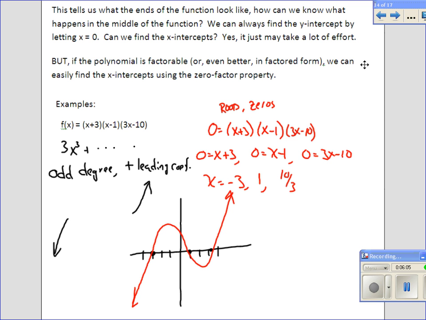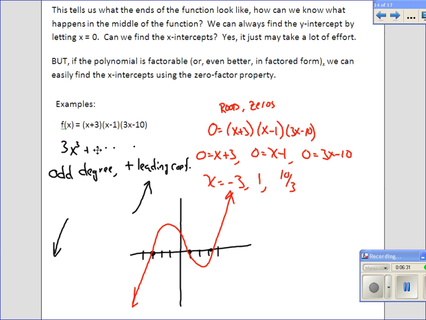So to find out what's happening in the middle of the function, how much it's bouncing around, we can do a couple of things. One easy thing to do is find the y-intercept by letting x equal 0, so it'll just be the constant. And then the x-intercepts we can find. This is where we're going to take some work possibly. Right now we'll look at easy ones. If the polynomial is factorable, or already in factored form, it's easy to find the x-intercepts just using the zero factor property.